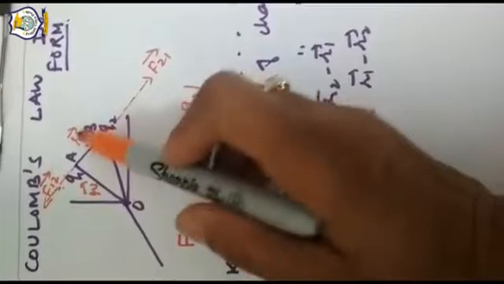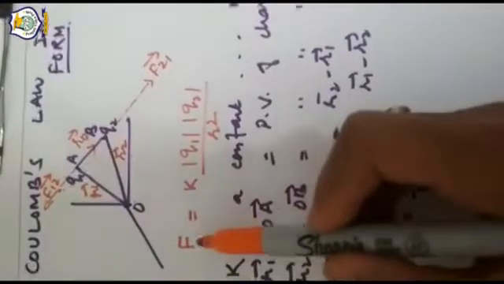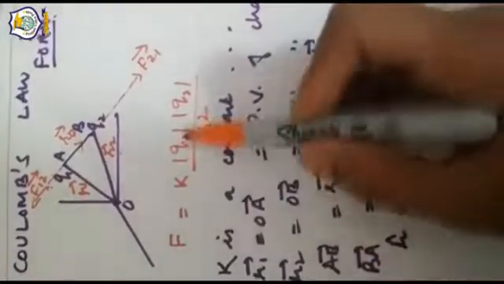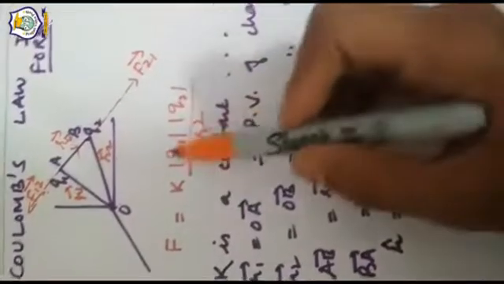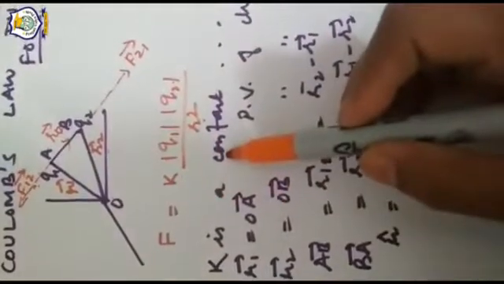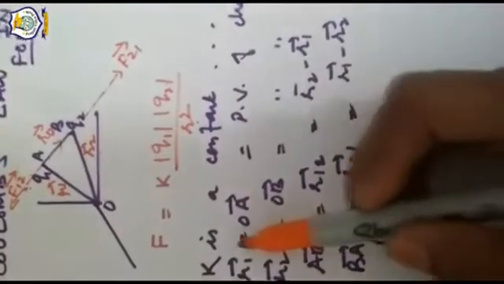Now, as we know the simple formula of Coulomb's law, F is equal to K Q1 Q2 upon R square. Here I am taking the magnitude because I am writing it in simple form. Now, we will modify this formula into vector form. K is a constant here whose value depends on the medium. We know this.